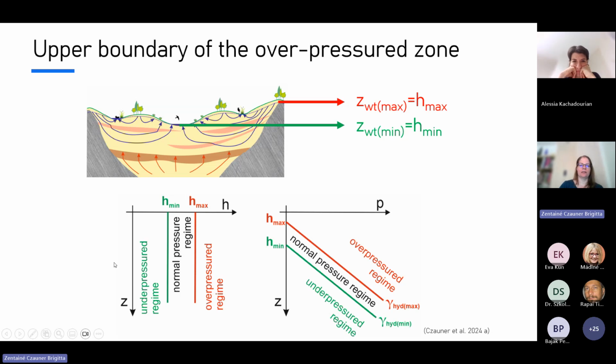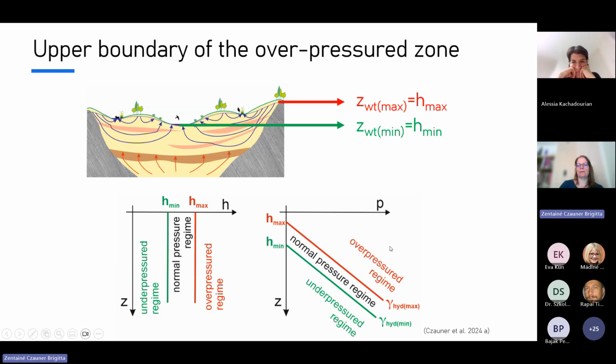If we use these boundary values in a hydraulic head versus elevation profile, where we can evaluate the measured hydraulic head values of wells, the minimum and maximum H values define two vertical lines. Between these two lines, we can find the normal pressure regime. Above the maximum, there is the overpressured regime, and below the minimum, the underpressured regime.